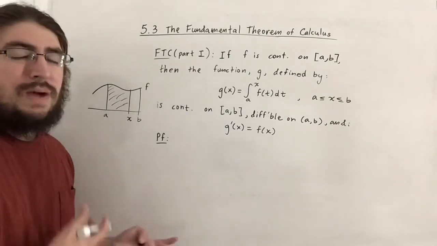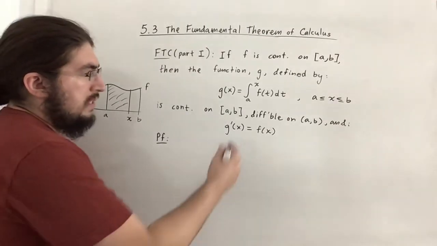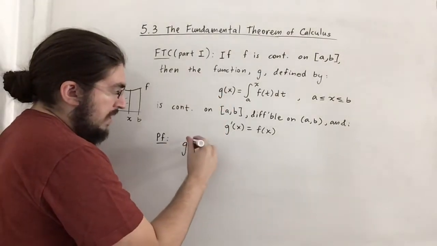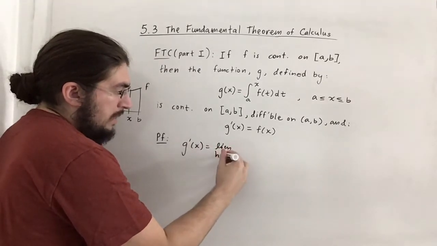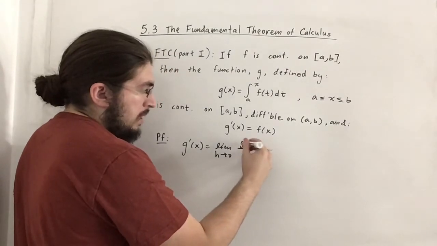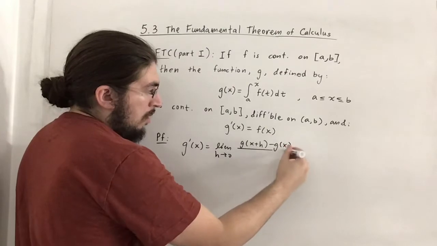Now, how we can prove this, honestly, the proof isn't that big of a deal, but I want to give you some idea of what's going on here. The way I'm going to prove this is by the definition of derivative. So I'm going to say first that g prime of x is equal to, if we recall the definition of derivative, the limit as h goes to 0 of g of x plus h minus g of x, all over h.